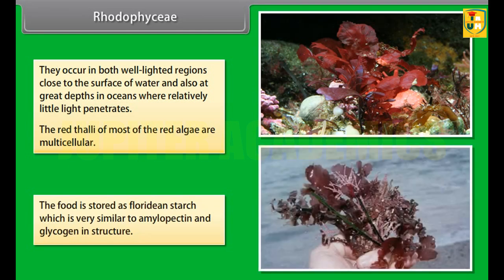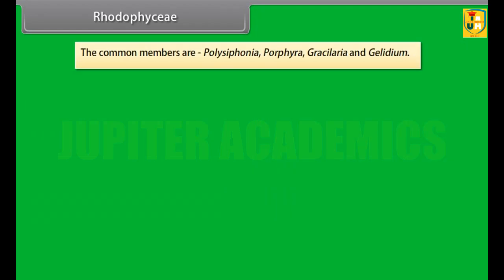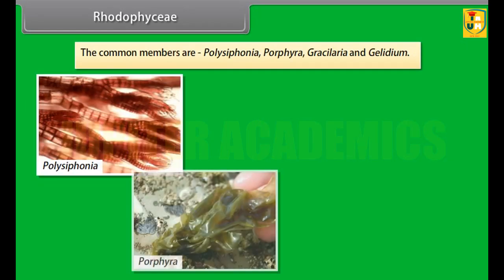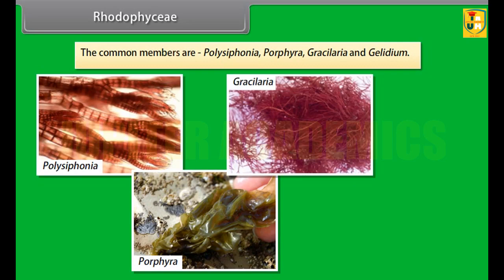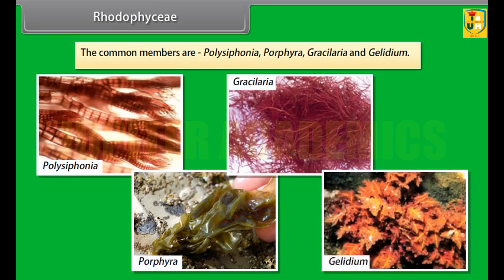The food is stored as floridean starch, which is very similar to amylopectin and glycogen in structure. The common members are Polysiphonia, Porphyra, Gracilaria, and Gelidium.